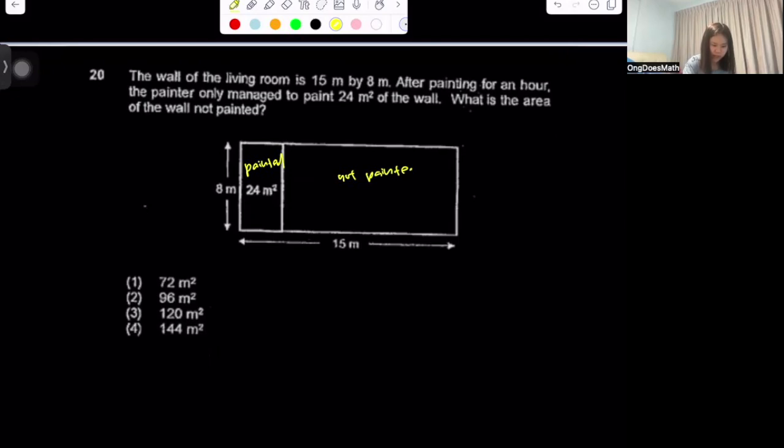Before we do anything, let's find the total area of the living room, which is length times breadth. So essentially, we are finding this part over here. So the length is 15 and the breadth is 8. So it's just 15 times 8, and that should give you 120 meters square.